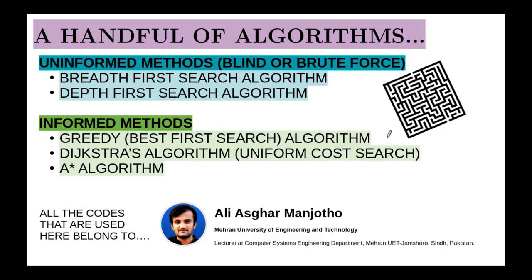Let's have a look on how many algorithms there are in there. Well, there are a lot of algorithms, but here in this course we will only focus on 5 methods. First of all, we will study the uninformed methods. These uninformed methods are methods where the edges between two neighbors have no information, and we don't have any information on how far every node is from the target, from the final destination. So these methods are called blind methods or brute force methods.